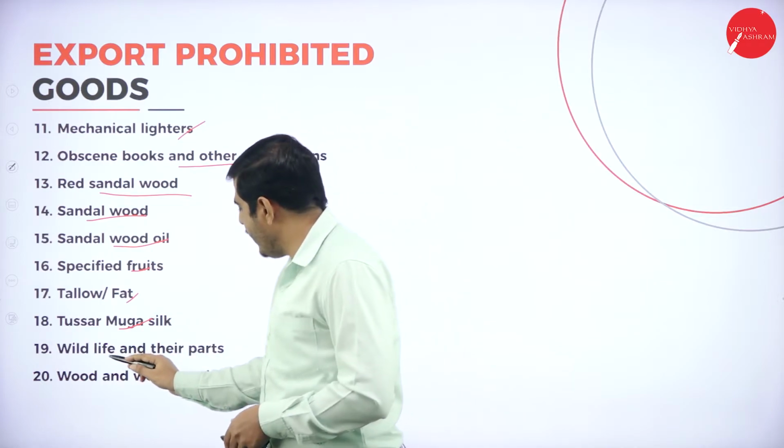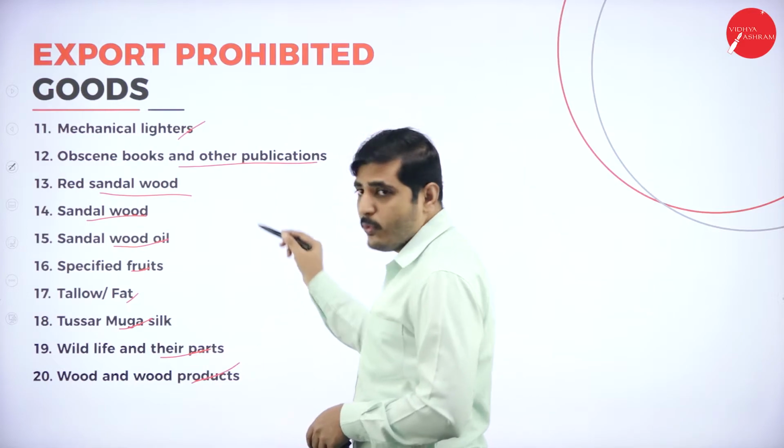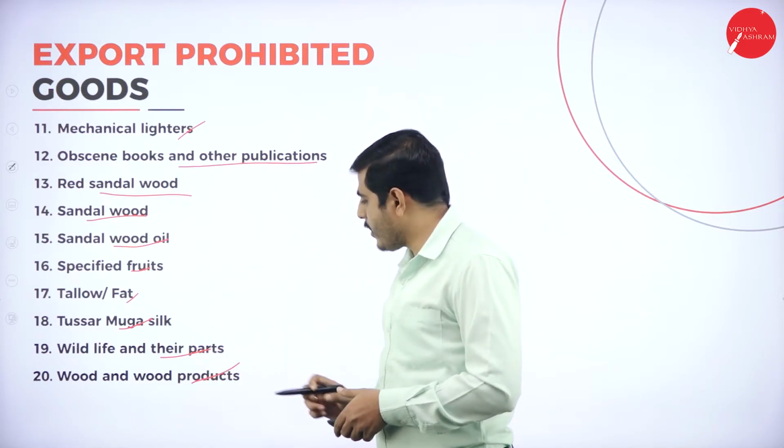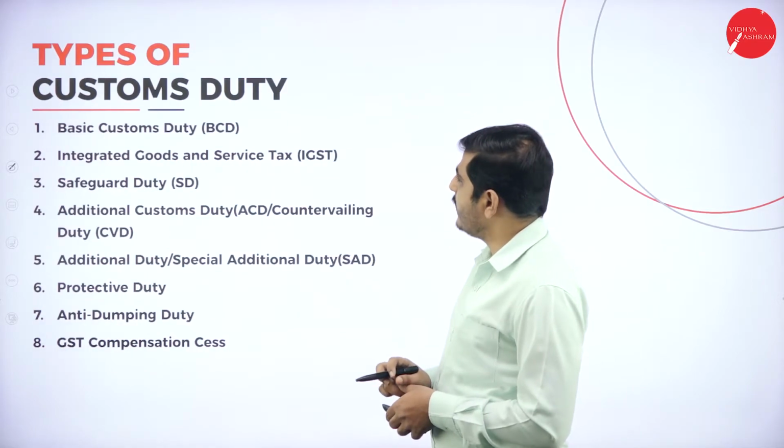Next one, wildlife and their parts, wood and wood products. These are some wood and wood products, not all wooden products. Some wood and wooden products have been made export prohibited goods. Next one, types of custom duty.